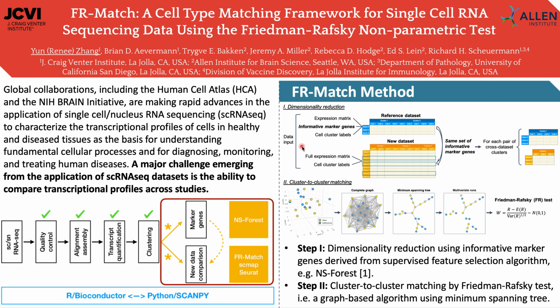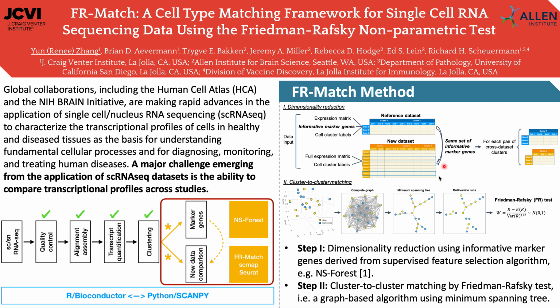FRMatch, the method, takes two steps. The first step is dimensionality reduction, where it makes use of the supervised feature selection algorithm NS-Forest to select informative marker genes, and uses the selected genes to reduce the feature space. It takes in two datasets, a reference dataset and a new or query dataset. It selects the same set of marker genes for both datasets.